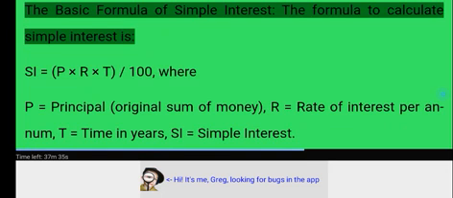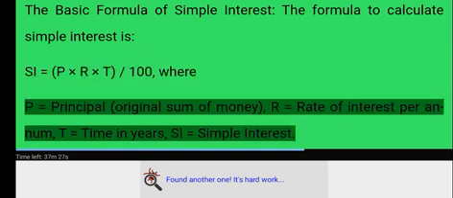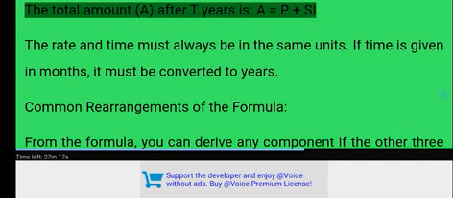The basic formula of simple interest. The formula to calculate simple interest is SI = P × R × T / 100, where P equals principal, the original sum of money, R equals rate of interest per annum, T equals time in years, and SI equals simple interest. The total amount A after T years is A = P + SI.